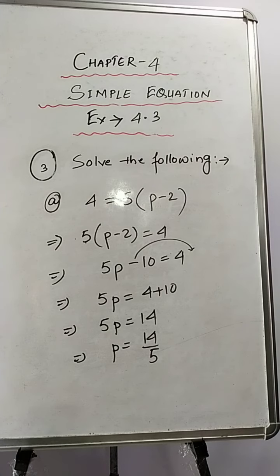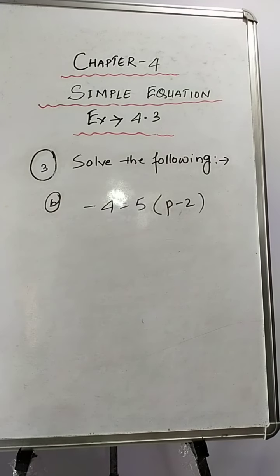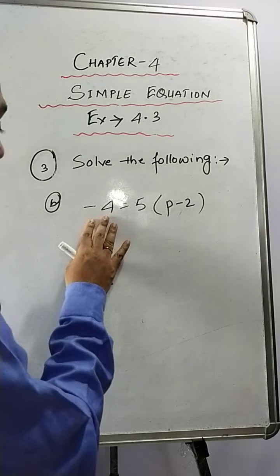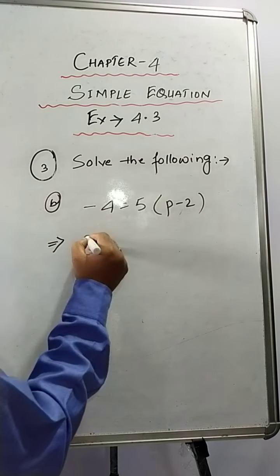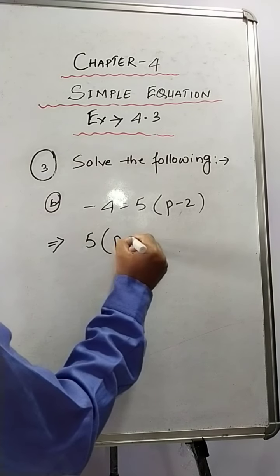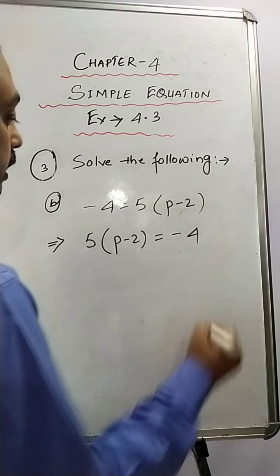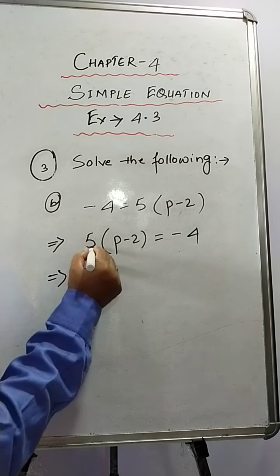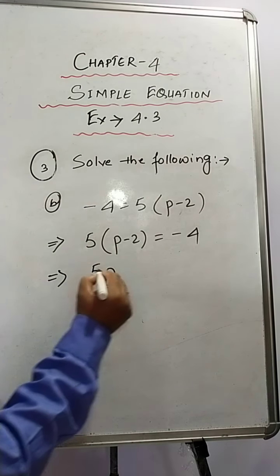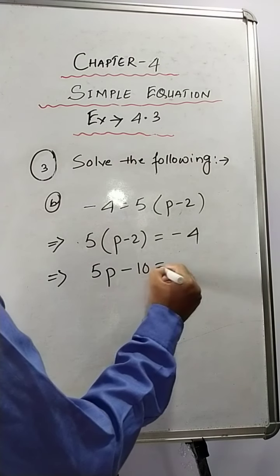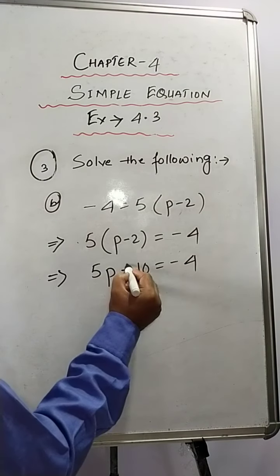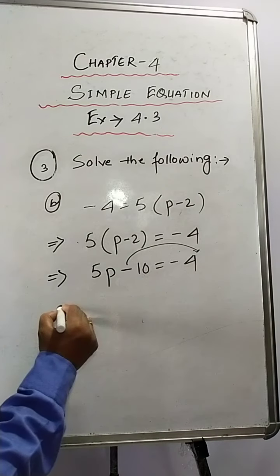Now let's move on to sum number B. Sum number B, we have minus 4 equals to 5p minus 2. So we can write this equation another way also. That is 5p minus 2 equals to minus 4. Now open the bracket. 5 into p, 5p plus minus 5 2s are 10. That would be equals to minus 4. Now we have to take this minus 10 towards the right hand side.